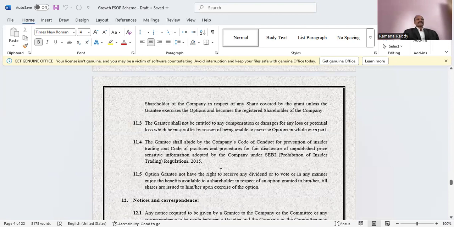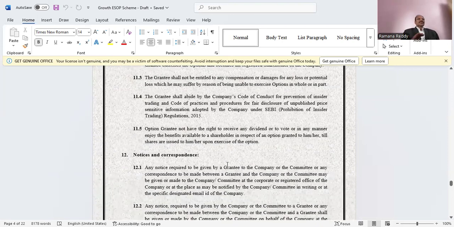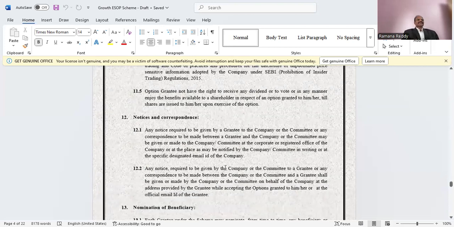So the grantee shall abide by the company's code of conduct for prevention of insider trading and code of practices and procedures of fair disclosures of unpublished price sensitive information adopted by the company under SEBI regulations. So the option grantee does not have the right to receive any dividend or vote till the exercise.